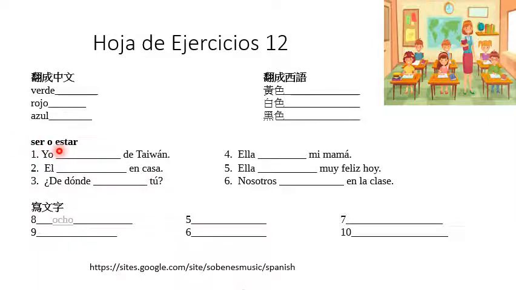And down here in the second part, I want you to write ser or estar, right? Remember, Spanish has two be verbs. 西班牙语有两个be动词, huh? Ser y estar. So you have to use either ser or estar here. And remember, 动词变化. So I'll give you number one, right? Yo, 空格 de Taiwan. Ser or estar. It's asking I, from Taiwan.